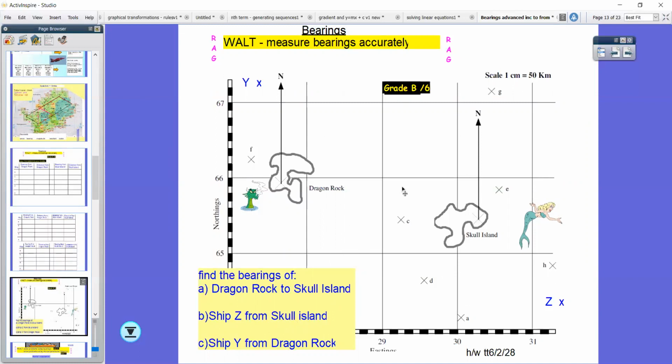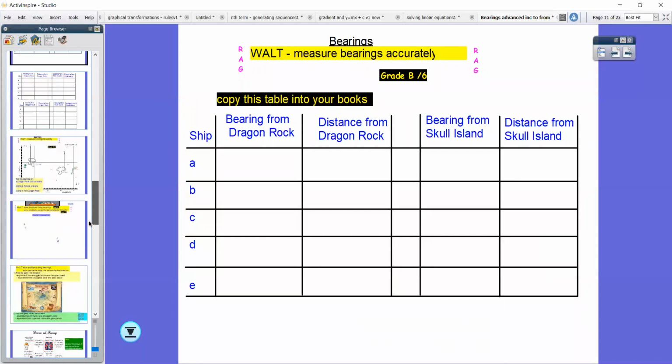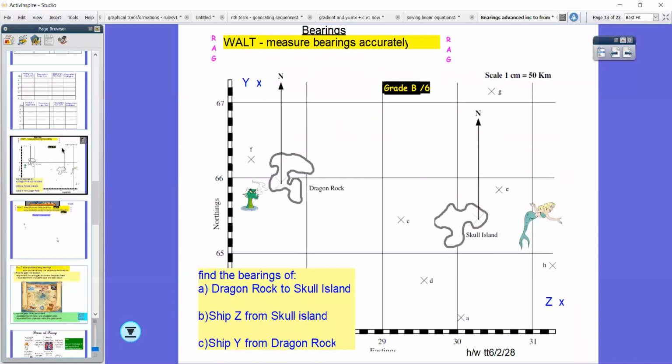So we do a little check together first. This is my start activity, and I'll go around and check that they've got the right answers and they're measuring things right. That'd be a limited time activity, and then I would set the task for them. They've got ships A, B, C, and D: bearing from Dragon Rock, distance from Dragon Rock, bearing from Skull Island, distance from Skull Island. So that's a good measuring activity that you can use. If you haven't subscribed to 10 ticks, I'm sure there are alternatives out there.